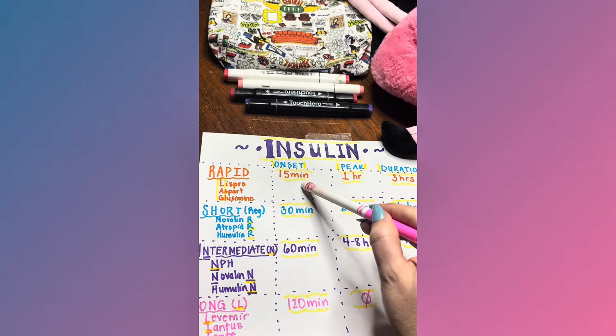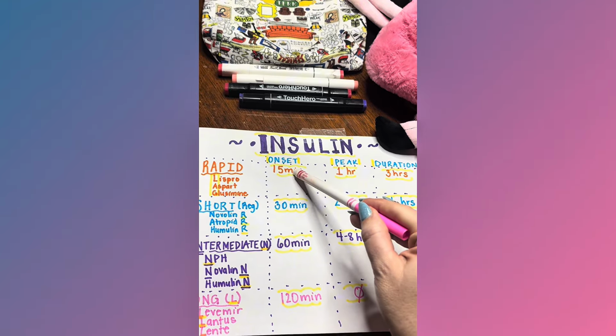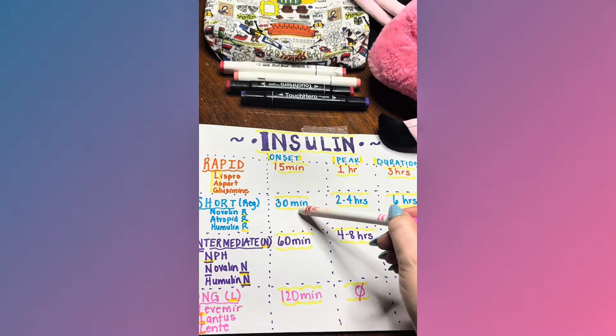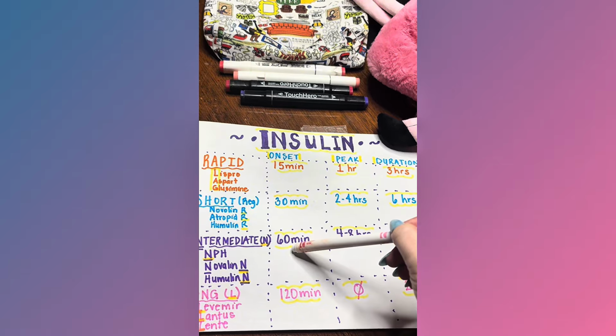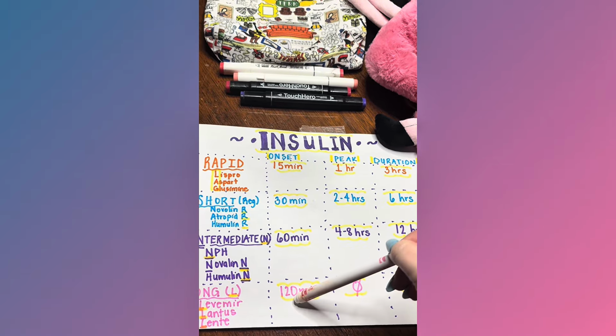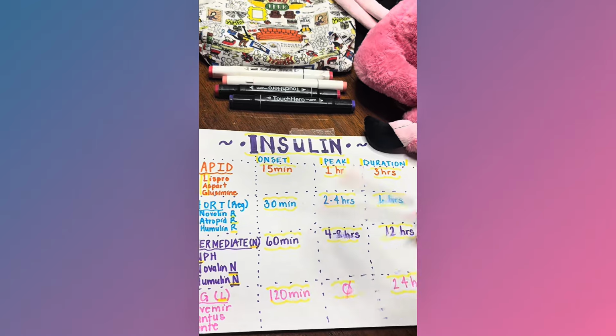All right, you're gonna start with rapid. Rapid is fast, so this is gonna start in 15 minutes. You're gonna multiply it times 2, and we get 30 minutes for our short. Multiply it times 2, we get 60 minutes for intermediate. Multiply it times 2, and we get 120 minutes for our long. Same goes here for the peak.